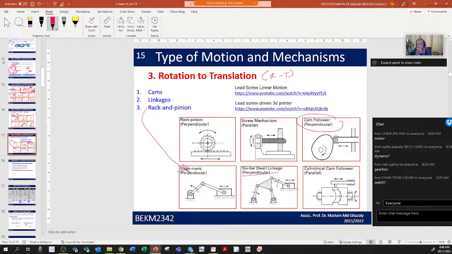6-bar dual linkages. Where do you use this type of linkage? These three parts are fixed at the ground, and what happens is that this table is going to move vice versa. So where do you use this example? In simulation of a cockpit, a cockpit simulator, aircraft simulator.